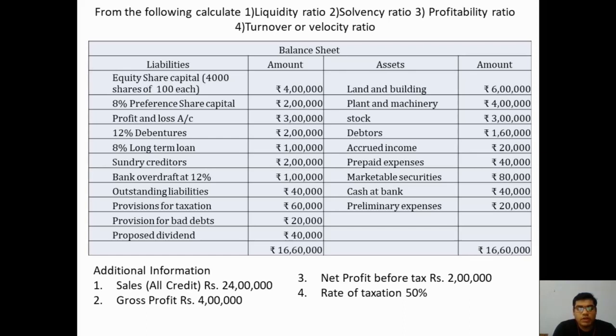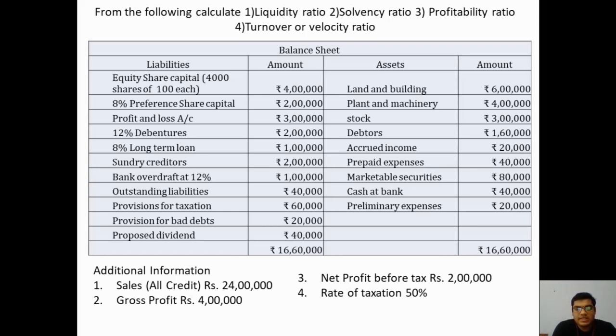If you look at the liability side, there is one line item for provisions for bad debts. What does this mean? A provision has been created for the bad debts which may occur in the future. From the asset side, the debtors value is 1,60,000, but on the liability side provisions for bad debts is 20,000. So in this problem we will consider debtors value after deducting the provisions for bad debts, that is debtors 1,60,000 less provisions for bad debts 20,000. The remaining value, 1,40,000, will be treated as the value of debtors in this whole problem.